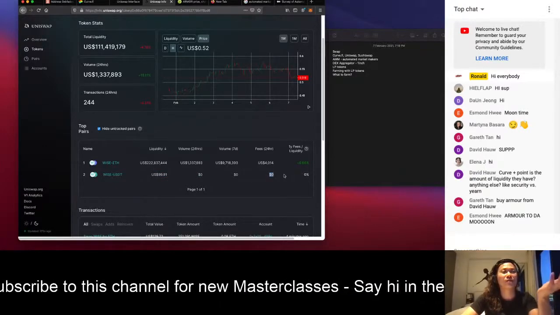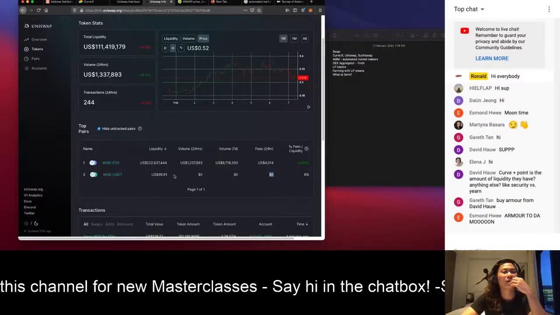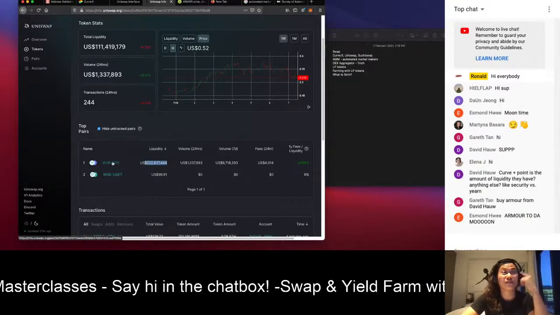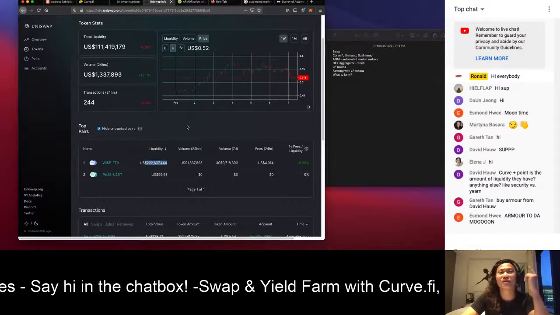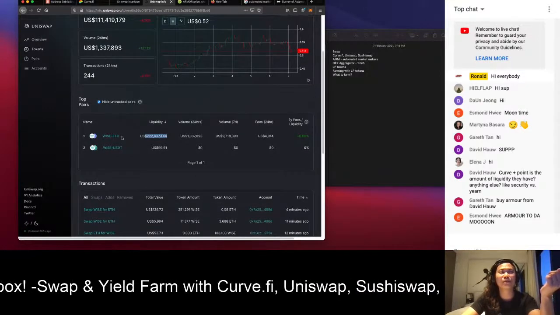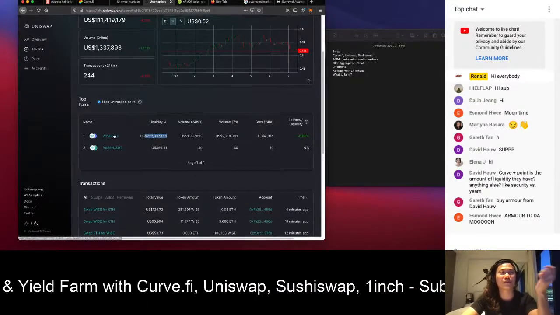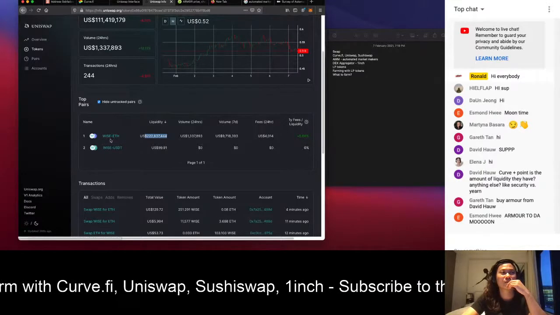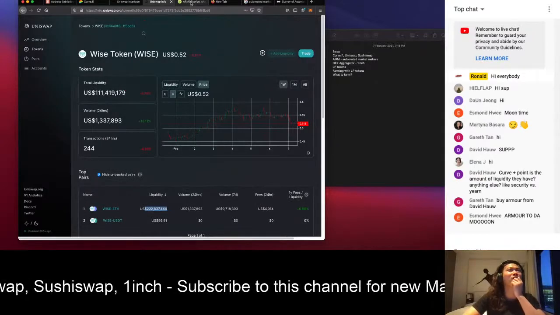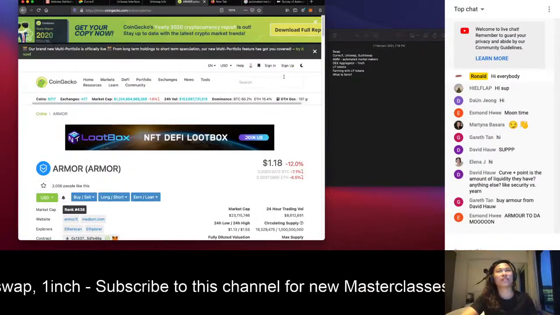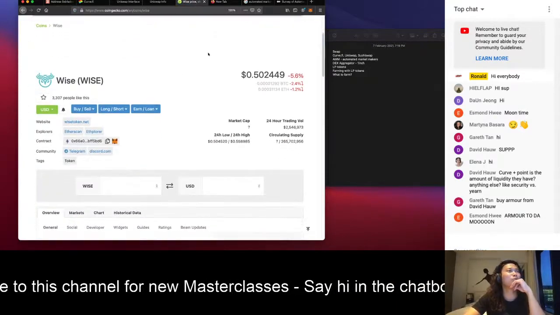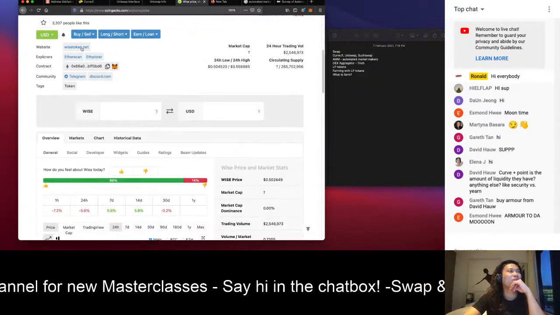And this was my point just now. When I look at something like this, I see $220 million of a token that I've never heard of before. I think to myself, there must be some crazy yield farm going on. There must be some incentive scheme that can get so many people to participate in this. So let's go check it out. I don't know what's going on here. Wise. Do a little bit of sleuthing. Wise token.